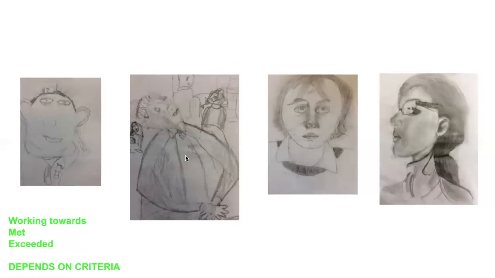So in terms of labeling children as met, exceeded, working towards, I'd be very wary of the criteria that you're using, and possibly wary of whether or not you're sharing these levels with the students and how useful it is to do that. Because what we don't want to do is dampen creative or artistic expression.